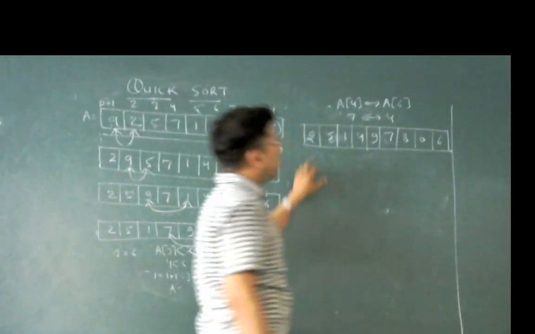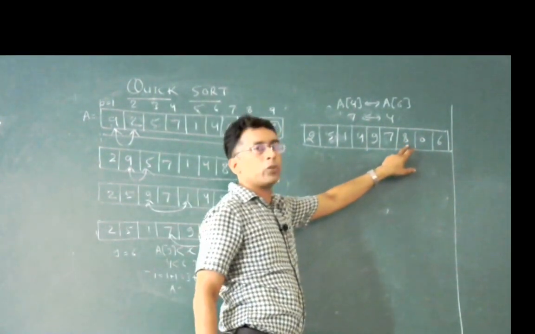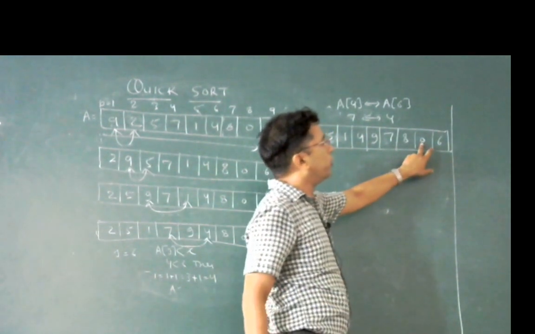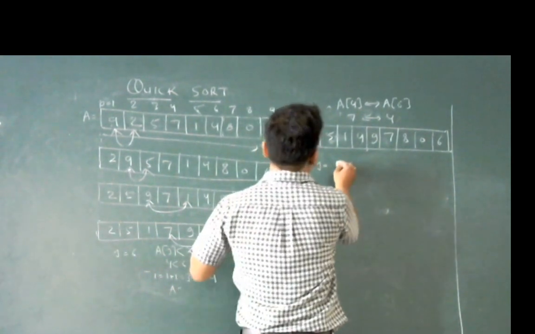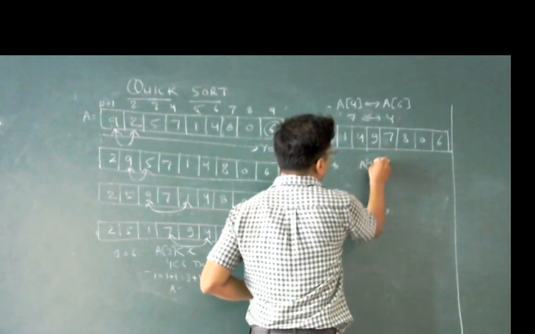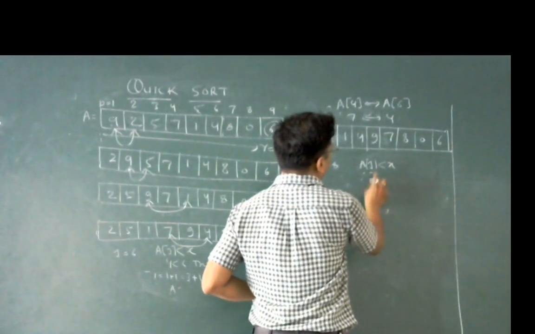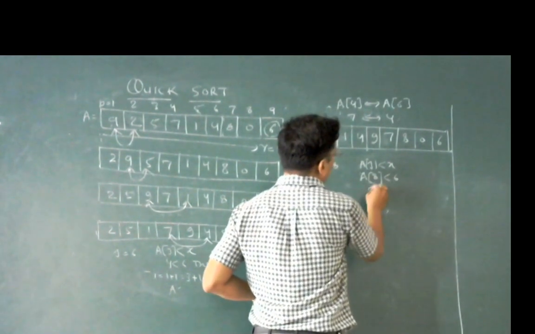Okay, so the next value is 3, 6. Seventh value, 8 is not less than 6, so we shall move forward. 0 is less than 6. So for j equals to 8, aj is less than x, means a8 is less than 6. Yeah, 0 is less than 6.